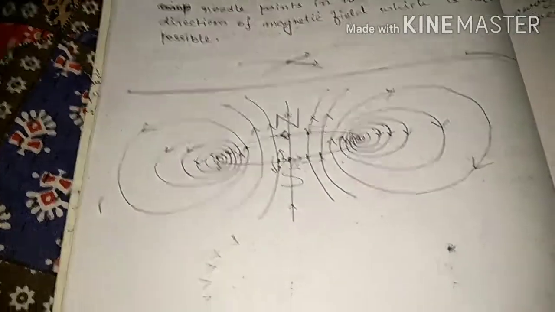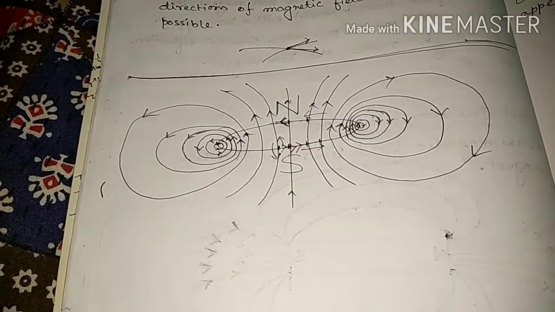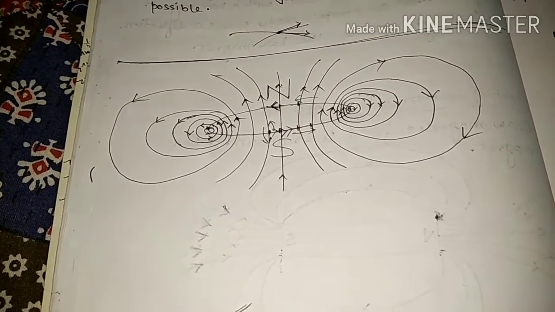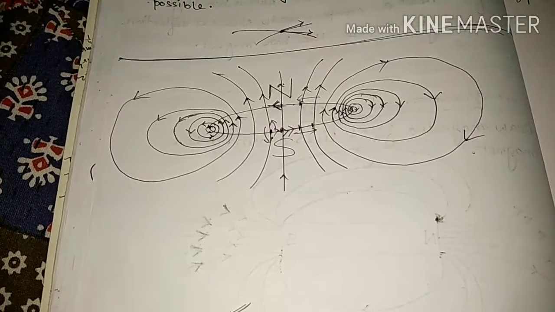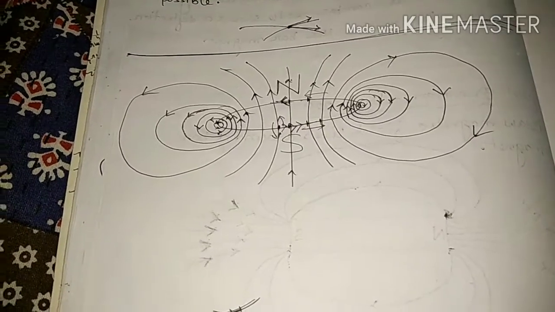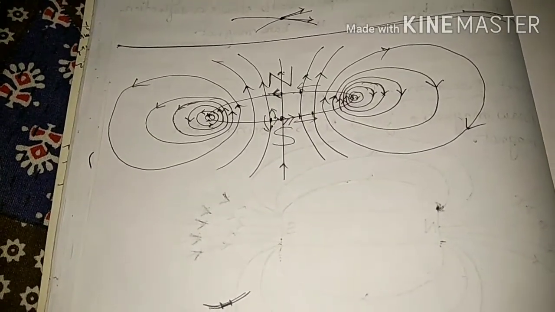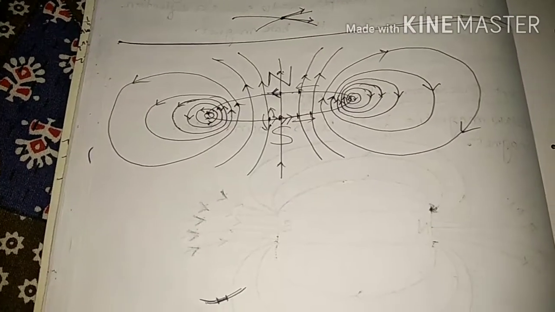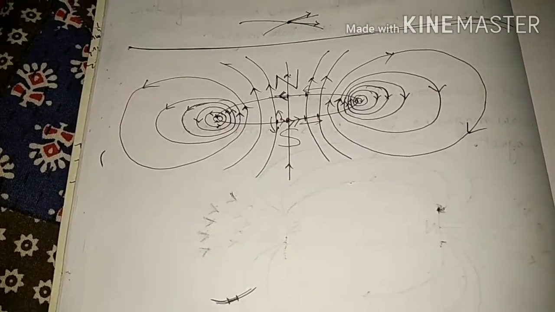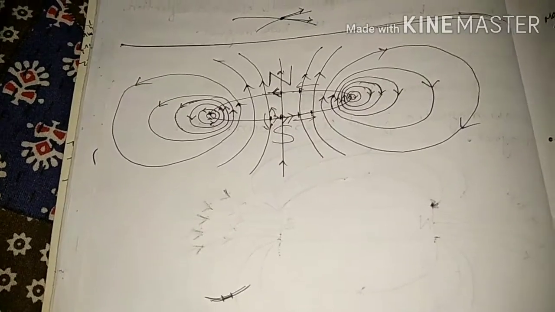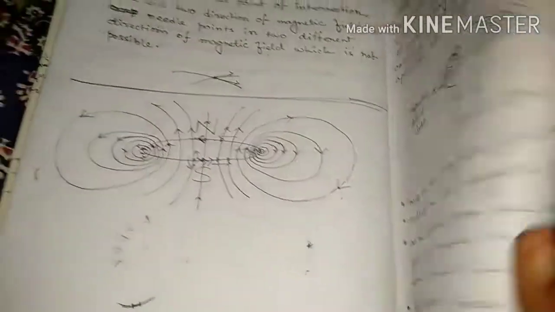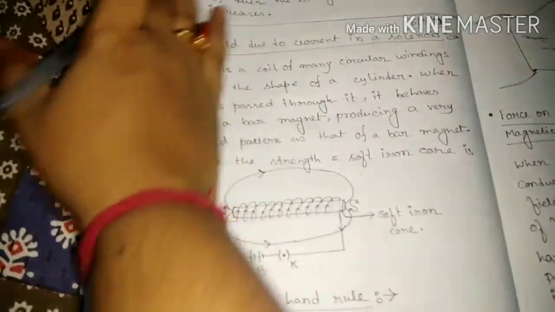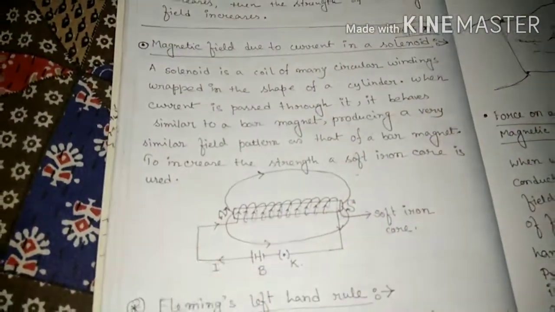Okay, and we also understand that if we increase the number of turns in the coil, the strength of the magnetic field also increases. And if we increase the magnitude or the amount of current, then the strength, or the power, of the magnetic field also increases. Now today we discuss the magnetic field due to a current in a solenoid.